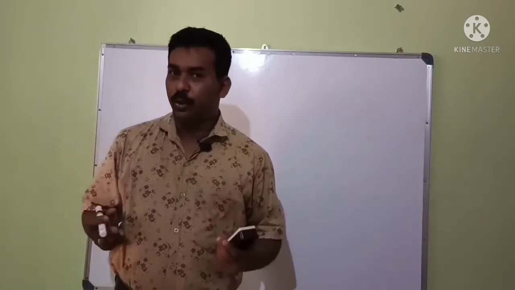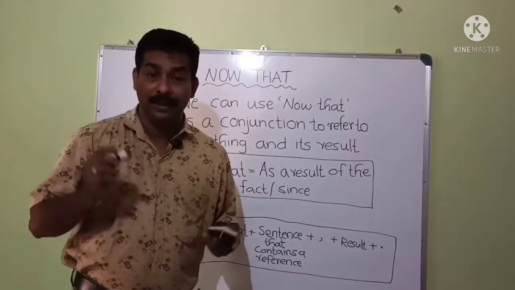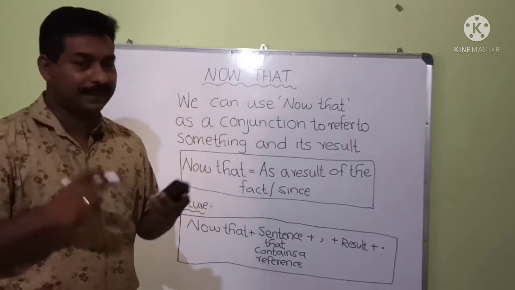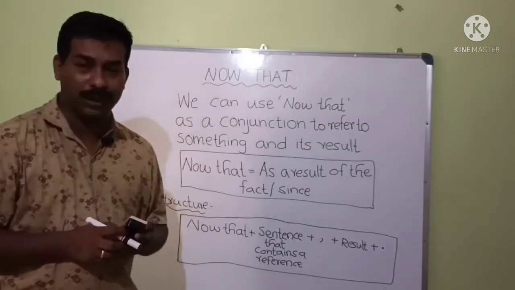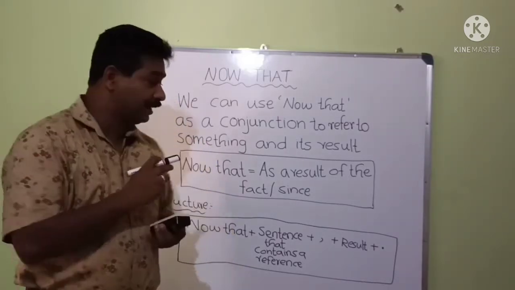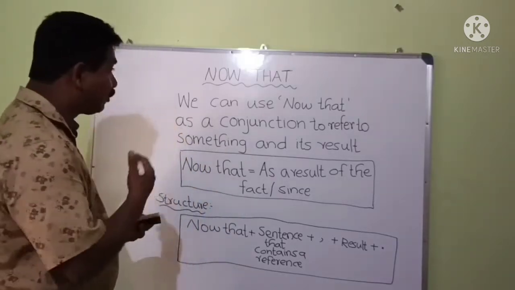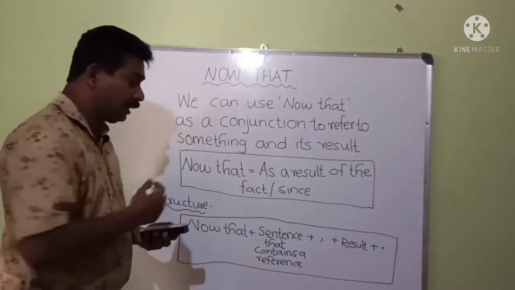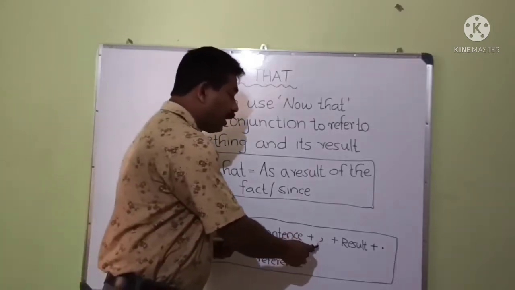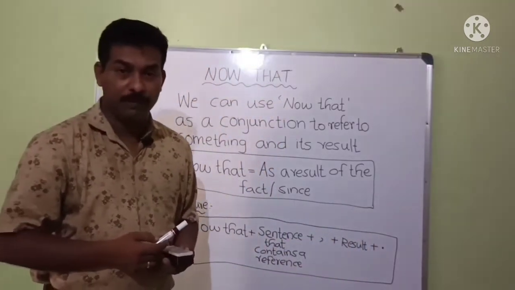In this class, I shall teach you how to use "now that" to join two sentences. Let's learn the conjunction "now that" in detail. We can use "now that" as a conjunction to refer to something and its result. So "now that" means as a result of the fact, or since. Then we can learn the structure of "now that": Now that plus a sentence that contains a reference, plus a comma, plus the result, plus a full stop at the end.